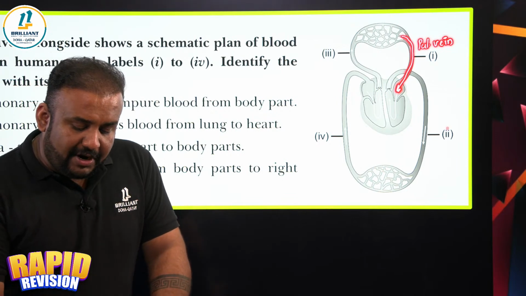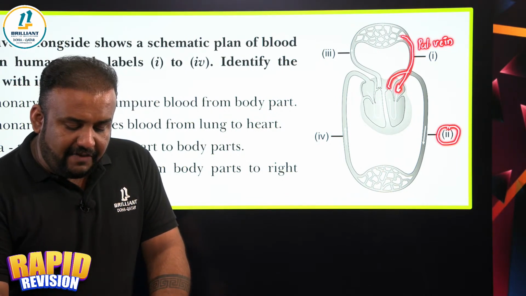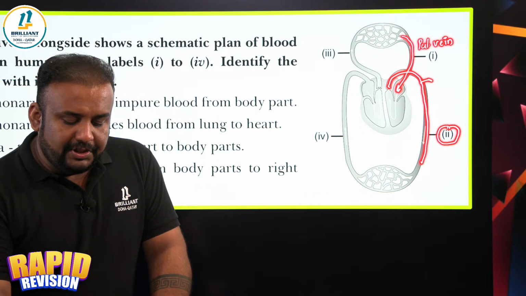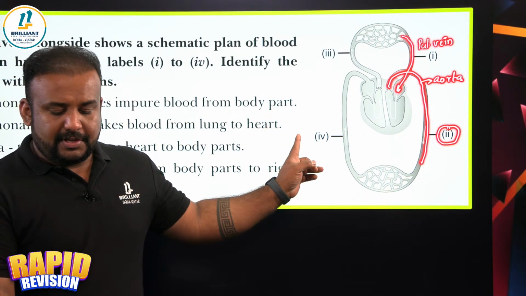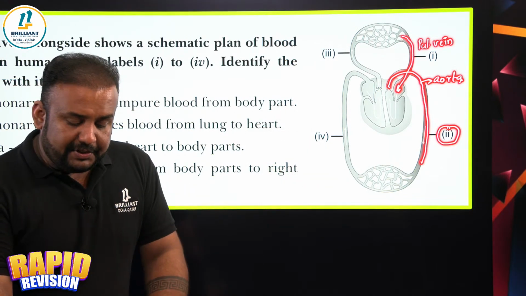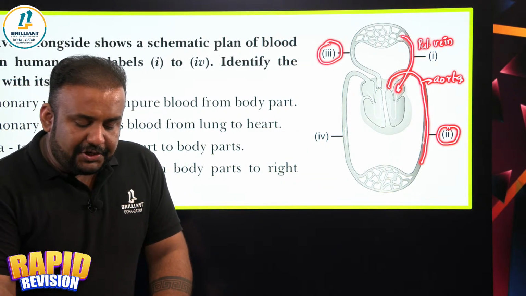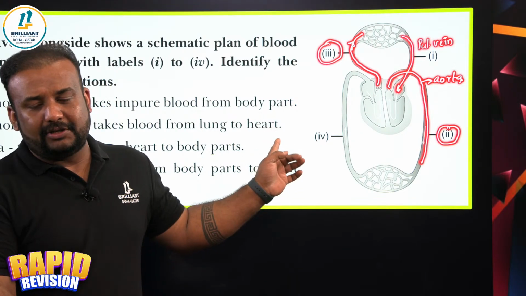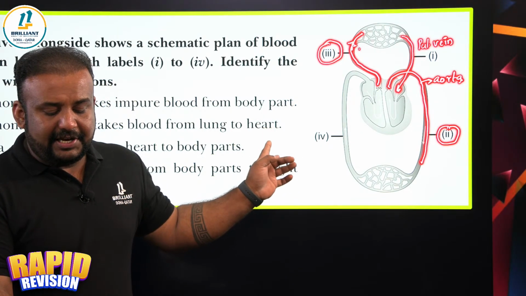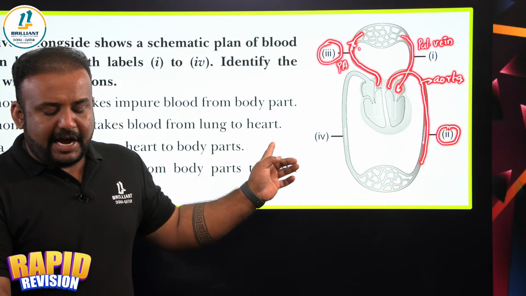Now what is the second one? The second one shows that it is leaving the heart and going to the tissues. So this should be the aorta, which carries pure blood from the heart into the tissues. And then the third one is showing it is going into the lungs. That means it is going for oxygenation, correct? So it is deoxygenated blood carried by the pulmonary artery.